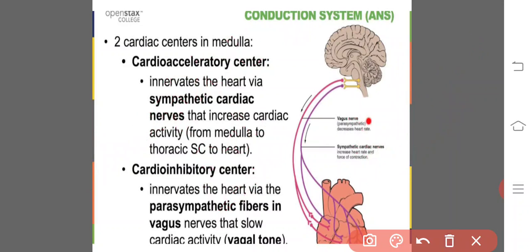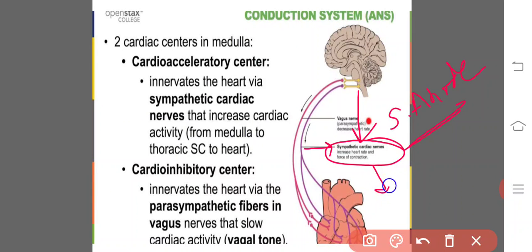Now if you come to the second one, the lower line, in the medulla we have another regulatory center, known as the cardiac acceleratory center. From this center there is an emergence of sympathetic nerves. These sympathetic nerves travel through the spinal cord and reach the SA node, the sinoauricular node. The nerve endings of the sympathetic nerves produce a special chemical which is known as sympathin.